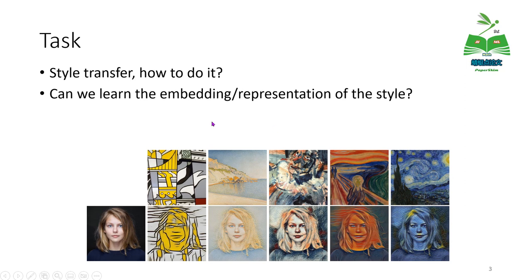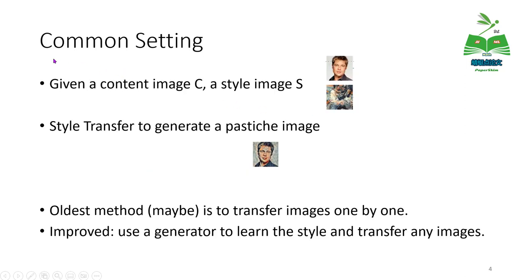And for machine learning or deep learning, we are also interested in the embedding, or the representation, of the style. We hope we can learn an embedding of the style. So the common setting of style transfer is this one. Given two images, style and content, we want to generate a pastiche image.